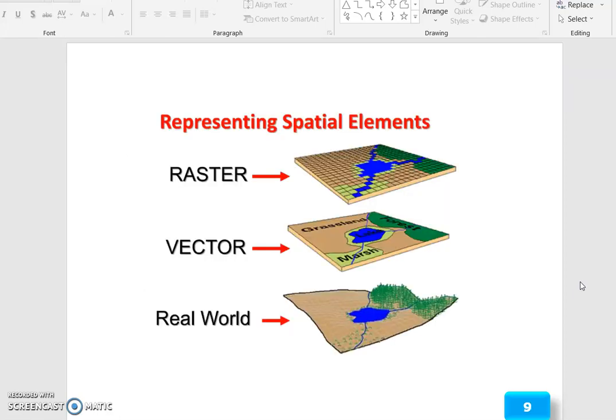So see the representing spatial element. This is the raster data in grid based. This is the vector data like point, line, polygon. This is the real world.